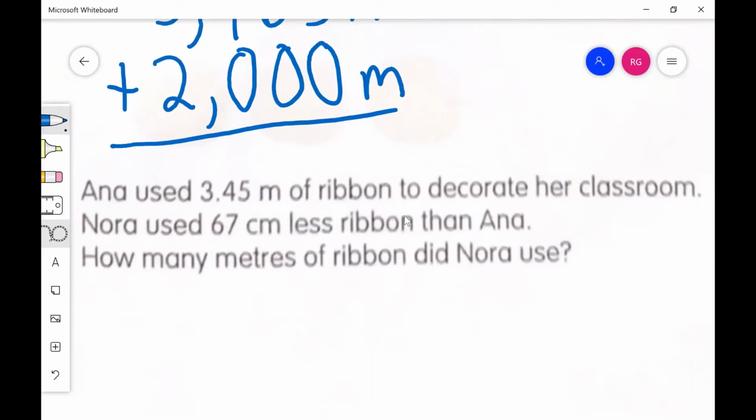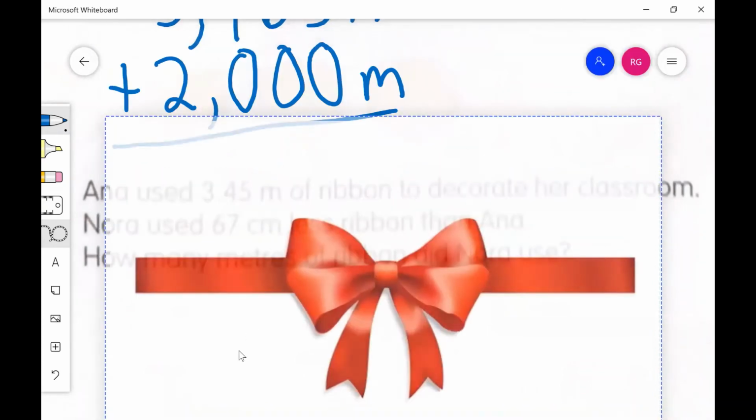Anna used 3.45 meters of ribbon to decorate her classroom. Nora used 47 centimeters less ribbon than Anna. How many meters of ribbon did Nora use? Okay, so what's our first step here, guys? Does anyone have an idea about what the first step would be?